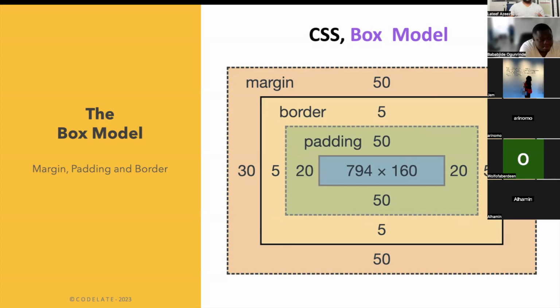Now, how does this box model work? It's simple. It's actually based on the fact that you can set these three properties, the margin, the padding, and the border, on any and every element in your website, depending on how you want it to look. So for example, let's say you have an element of size 794 by 160. You don't have to bother about the size. Let's just look at an arbitrary size right now.